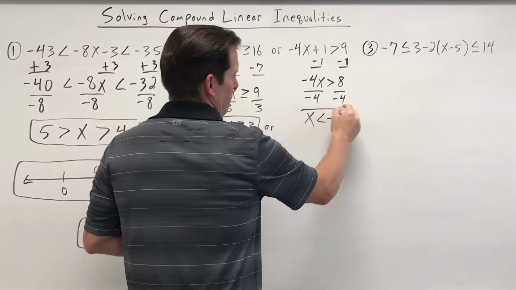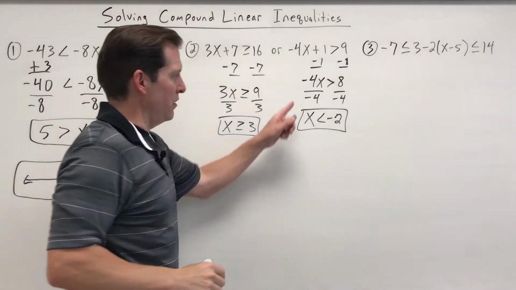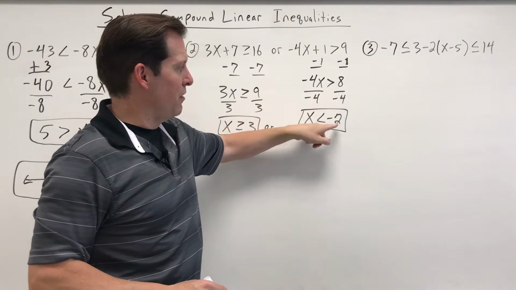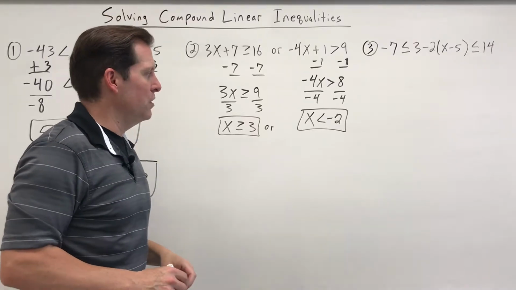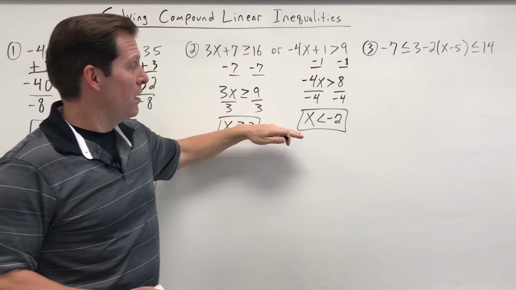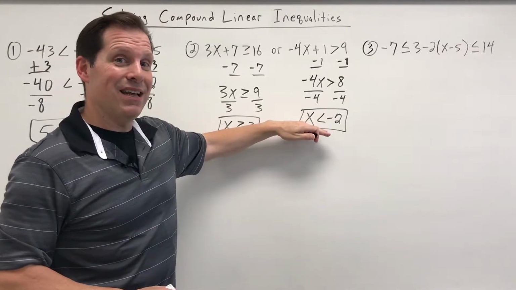Again, divide by negative 4. The inequality flips, and 8 divided by negative 4 is negative 2. So I have x is greater than or equal to 3, or x is less than negative 2.